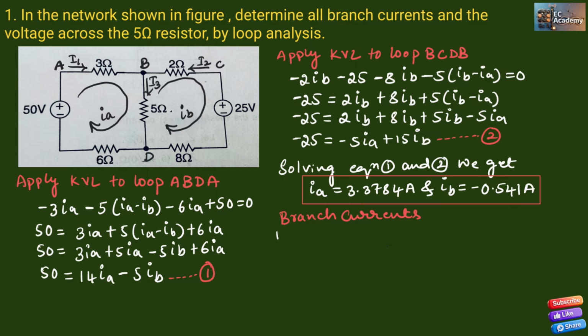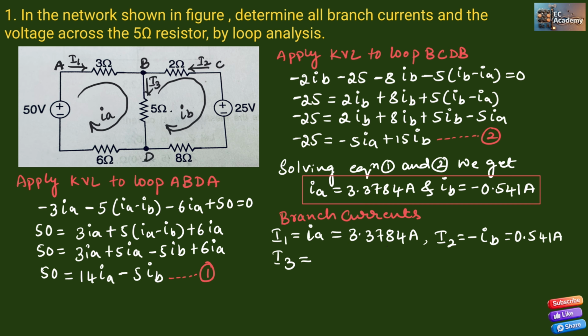We can write I1 is equal to IA. Therefore, I1 is equal to 3.3784 amperes. I2 is equal to minus IB. Why have we taken minus IB? Because IB and I2 are in opposite direction. So I2 will be equal to 0.541 amperes. I3 is equal to IA minus IB.